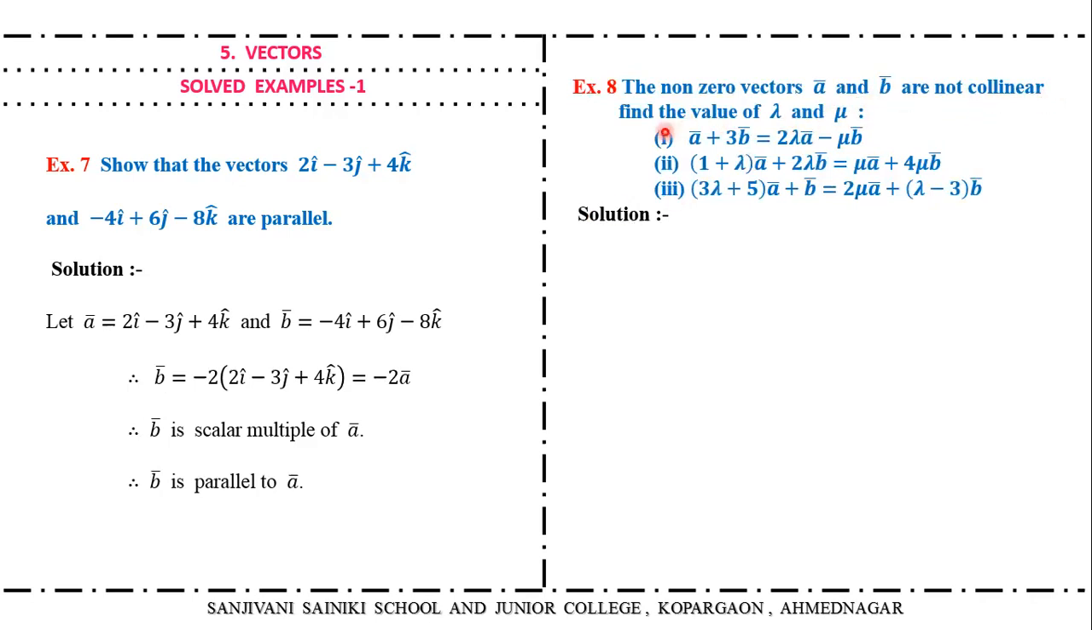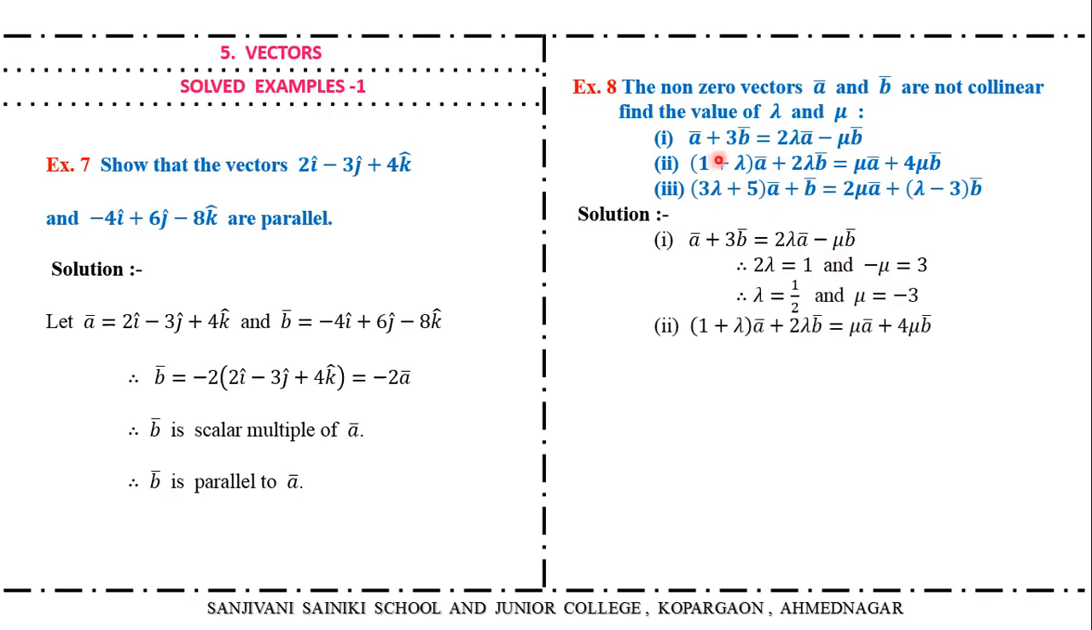Find the value of lambda and mu. Now a bar plus 3b bar is equal to 2 lambda a bar plus mu b bar, is given. So if I equate, when we say that the two vectors are equal, their corresponding components must be the same. So here a bar and here a bar, so 2 lambda must be equal to 1, minus mu must be equal to 3. So lambda is equal to 1 by 2 and mu is equal to minus 3.